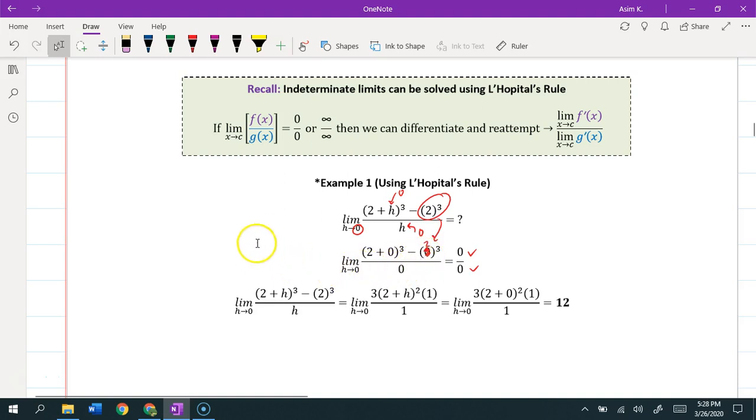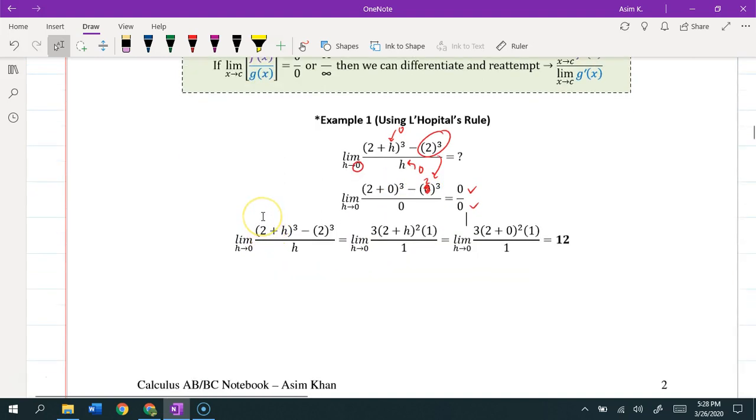Well, if I take a derivative of the top independently, to take a derivative of the top means for this first piece right here, I must use the chain rule. The chain rule says take a derivative of the outside, keep the inside the same, and then take a derivative of the inside. So that's what that looks like. 3 times (2 plus h) squared times 1. And what's the derivative of 2 cubed? Well, the derivative of 2 cubed is simply 0. So when I do that, here's what happens. 3 times (2 plus h) squared times 1 shows up right here in the top. And again, the derivative of the bottom, of h, is simply 1.